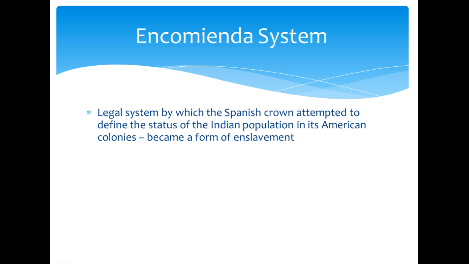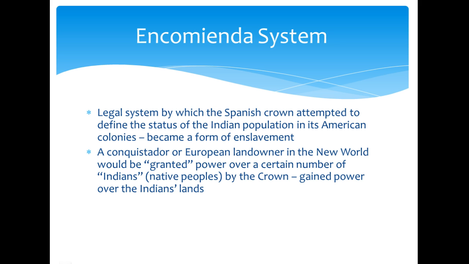So this Encomienda system was a legal system by which the Spanish crown, the king or queen, attempted to define the status of the Indian population in its American colonies. So this becomes a form of enslavement. And how this happens is that a conquistador, or a European landowner, in the New World would be granted power from the crown over a certain number of Indians.